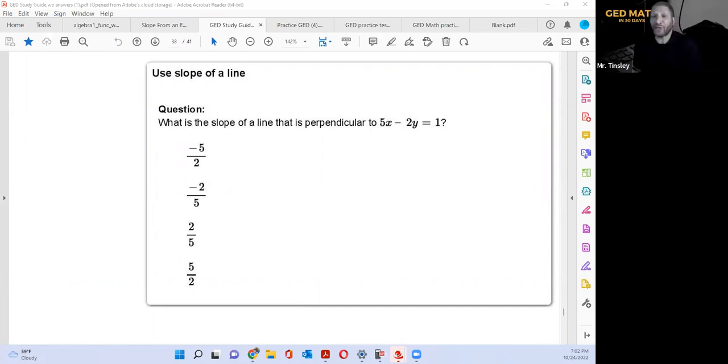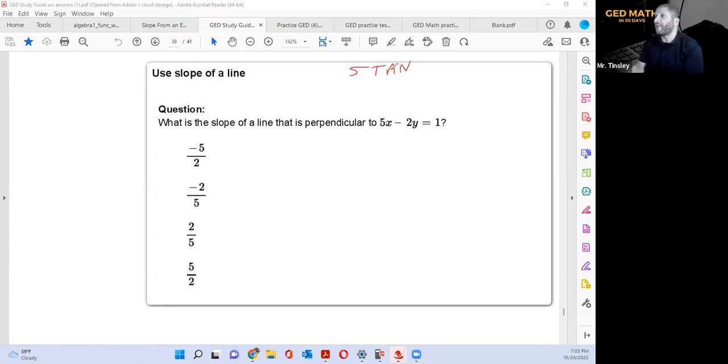But no, don't just give me an answer. I didn't ask what the answer was. I said, how do we do this problem? First of all, identify what type of linear equation this is. It's standard form.